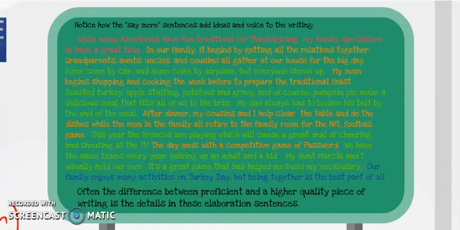So as you notice, the difference often between a proficient and a higher quality piece of writing is really the details in those elaboration sentences, the ones that are in green, that really help you understand what exactly the writer is trying to say.